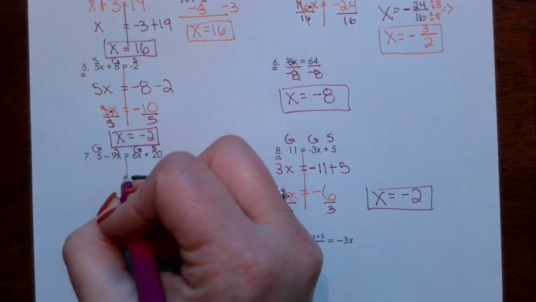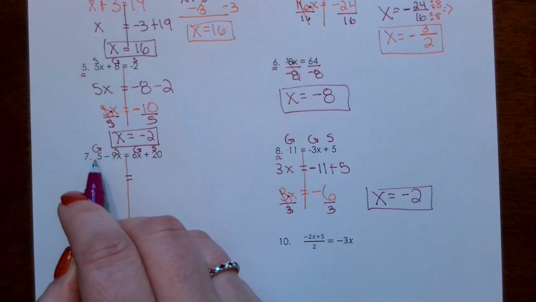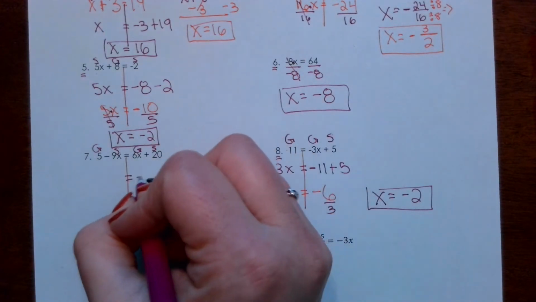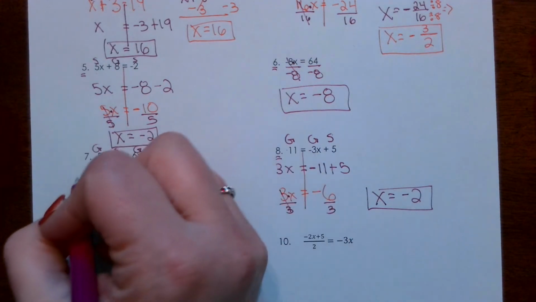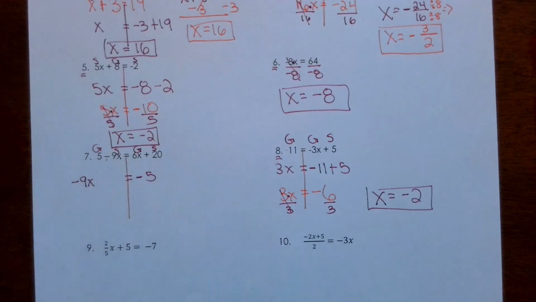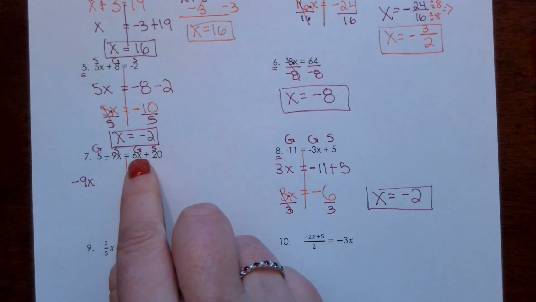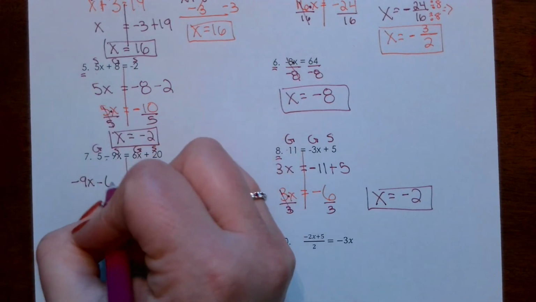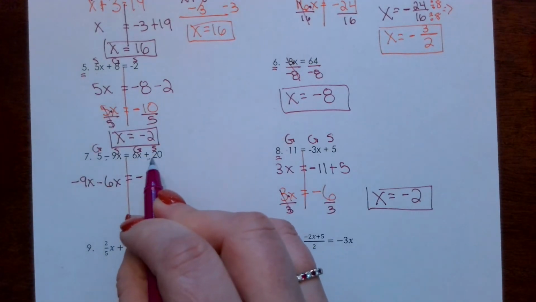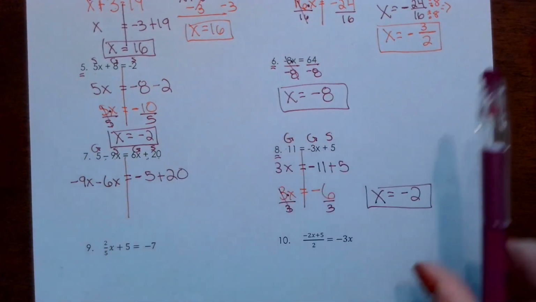I've got 5. It has to go. It's a plus 5. When it goes, it goes to the opposite. The opposite of positive 5 is negative 5. I have a negative 9x that's going to stay, so the sign will stay the same because it's staying. Now I have a positive 6x that is going to go. I'm going, so I will change to the opposite. Plus 6x, opposite is minus 6x. And I've got a plus 20 staying, so the sign stays the same.